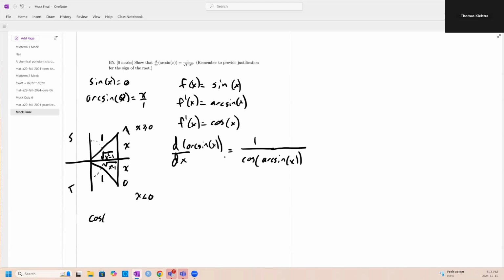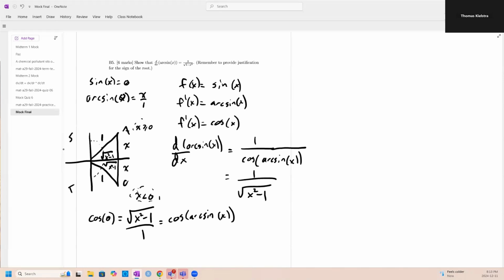So cos of theta is going to equal root of 1 minus x squared all over 1. And this equals cos of arcsin x. So the derivative equals 1 over root of 1 minus x squared. And here, because of the CAST rule, because of these domain constraints that we've incorporated, we've dealt with the argument for why it's the positive root. That's incorporated in this picture. Okay.